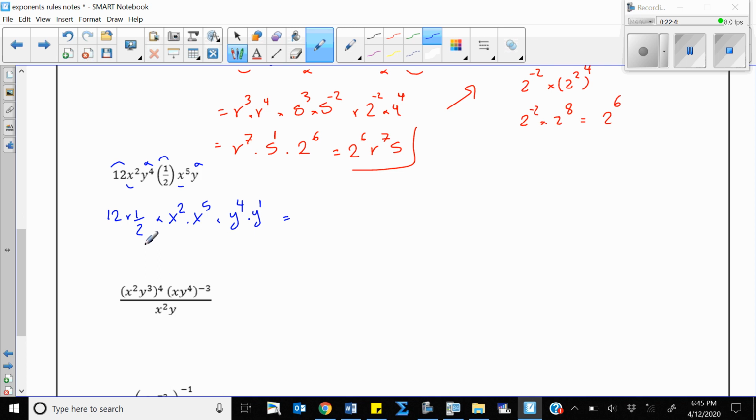Now I'm going to combine the like terms, 12 and 1 over 2. They can be simplified. 2 divided by 2 is 1, and 12 divided by 2 is 6. So this is 6. And then keep the base here as x, and add the exponents. 2 plus 5 is 7. For the next one, again, y, keep the base, and add the exponents. 4 plus 1 is 5. So this is just 6, x to the 7, y to the 5.